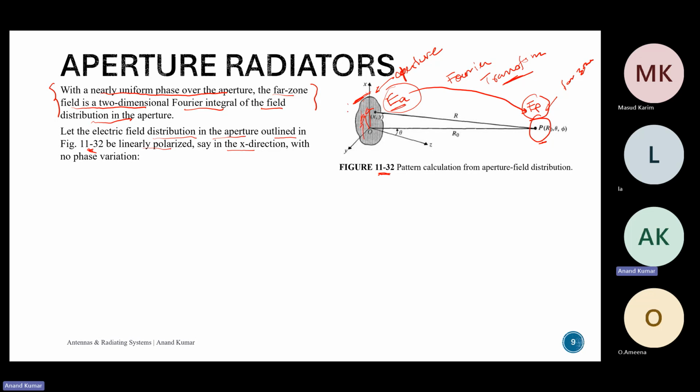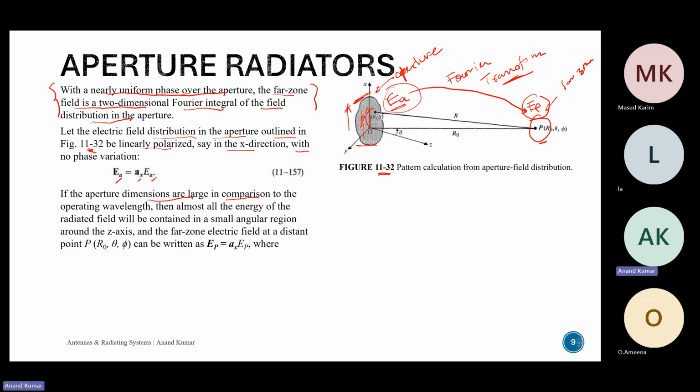Okay. So we have field distribution like this, and with no phase variation. So we have a uniform phase in the x direction. So we can write the electric field at the aperture EA as a_x E_A. And then if the aperture dimensions are large in comparison to the operating wavelength, then almost all the energy of the radiated field will be contained in a small angular region around the z-axis. So if this particular aperture is very large, then most of the energy will be focused around the z-axis over here, and the far zone electric field at a distant point P can be written as E_P a_x E_P.